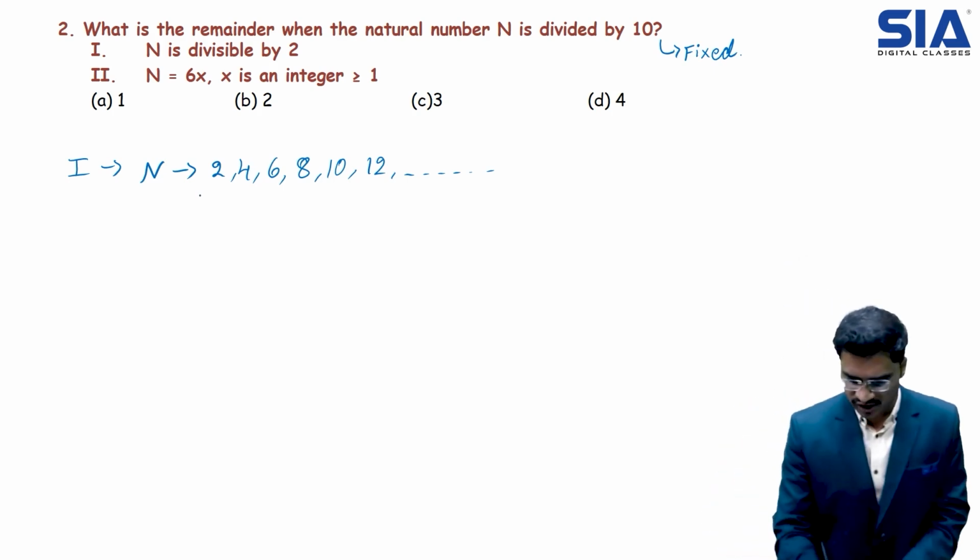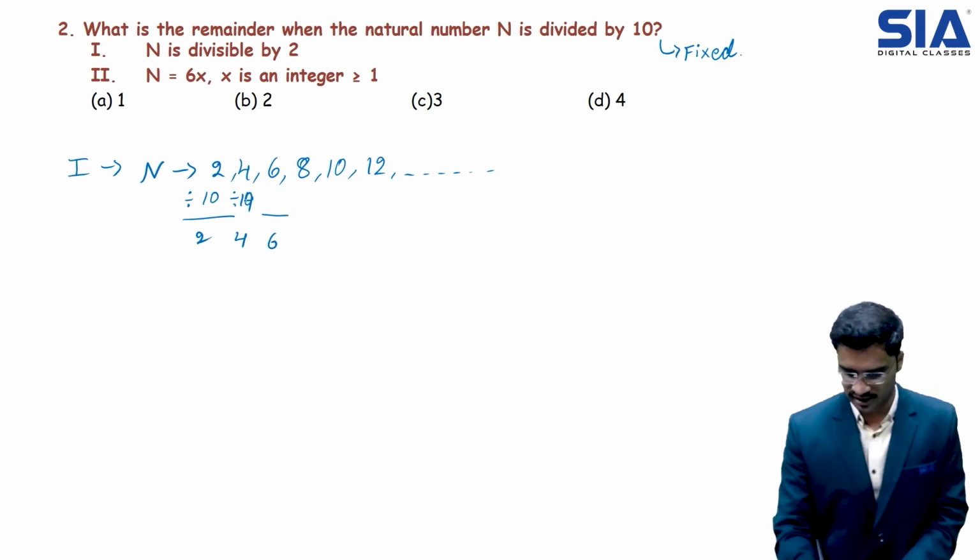So if 2 is divided by 10, I am getting a remainder of 2. 4 is divided by 10, I am getting a remainder 4. 6 is divided by 10, I am getting a remainder of 6. 8 is divided by 10, remainder 8. 10 is divided by 10, remainder 0.